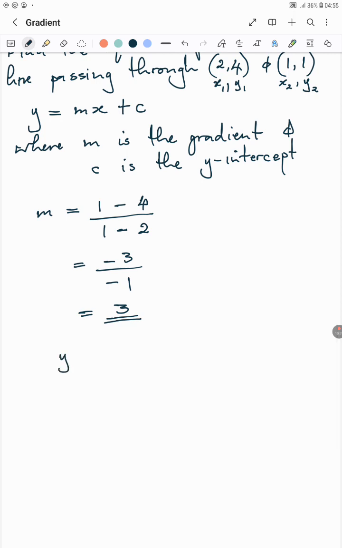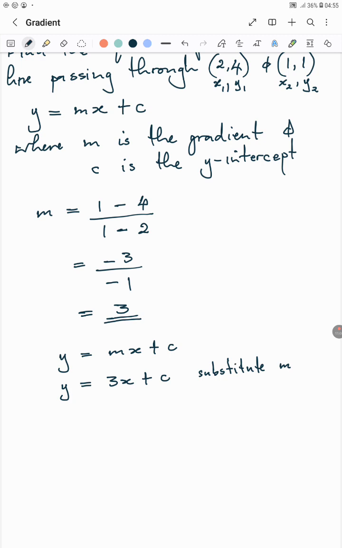It looks like y is equal to mx plus c, right? So here we can substitute the gradient and put the value. So the first stage is substitute m and put the value of m.